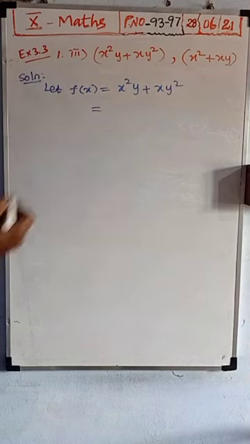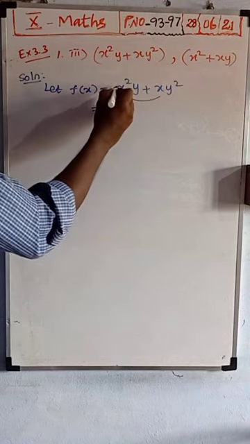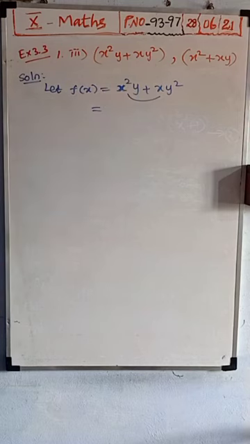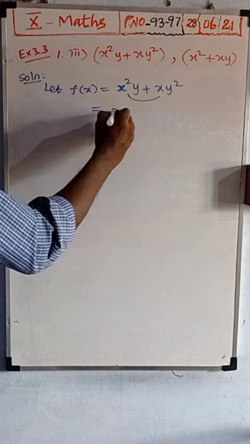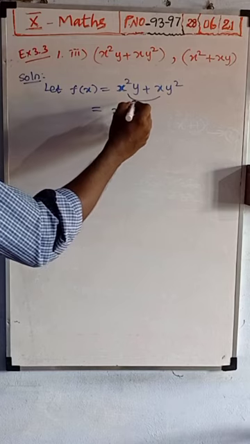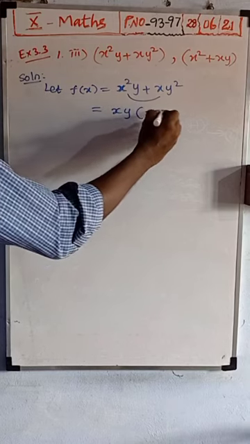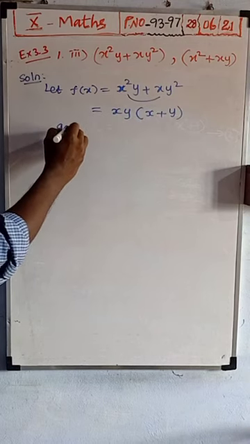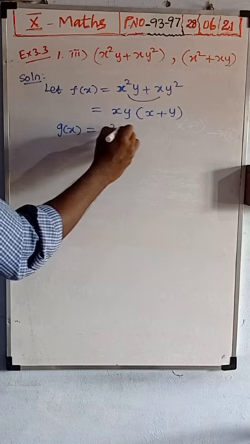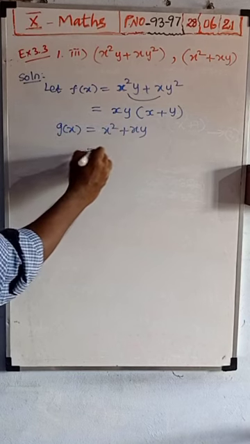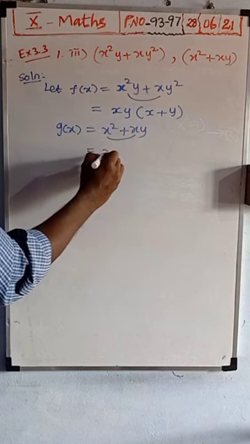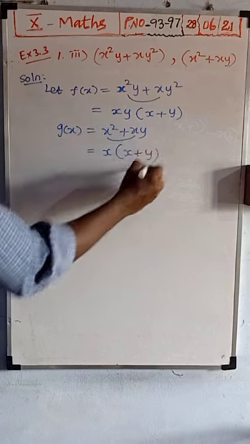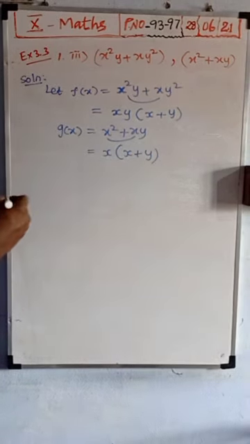Now, first factorize. First check whether a common term is there or not. If a common term is there, take it outside. xy is common, so take xy outside, remaining here one x and here one y. This is f of x. Next g of x, the second expression, x squared plus xy. In that also a common factor is there. x you take outside, remaining x plus y. Okay, so we received f of x and g of x.